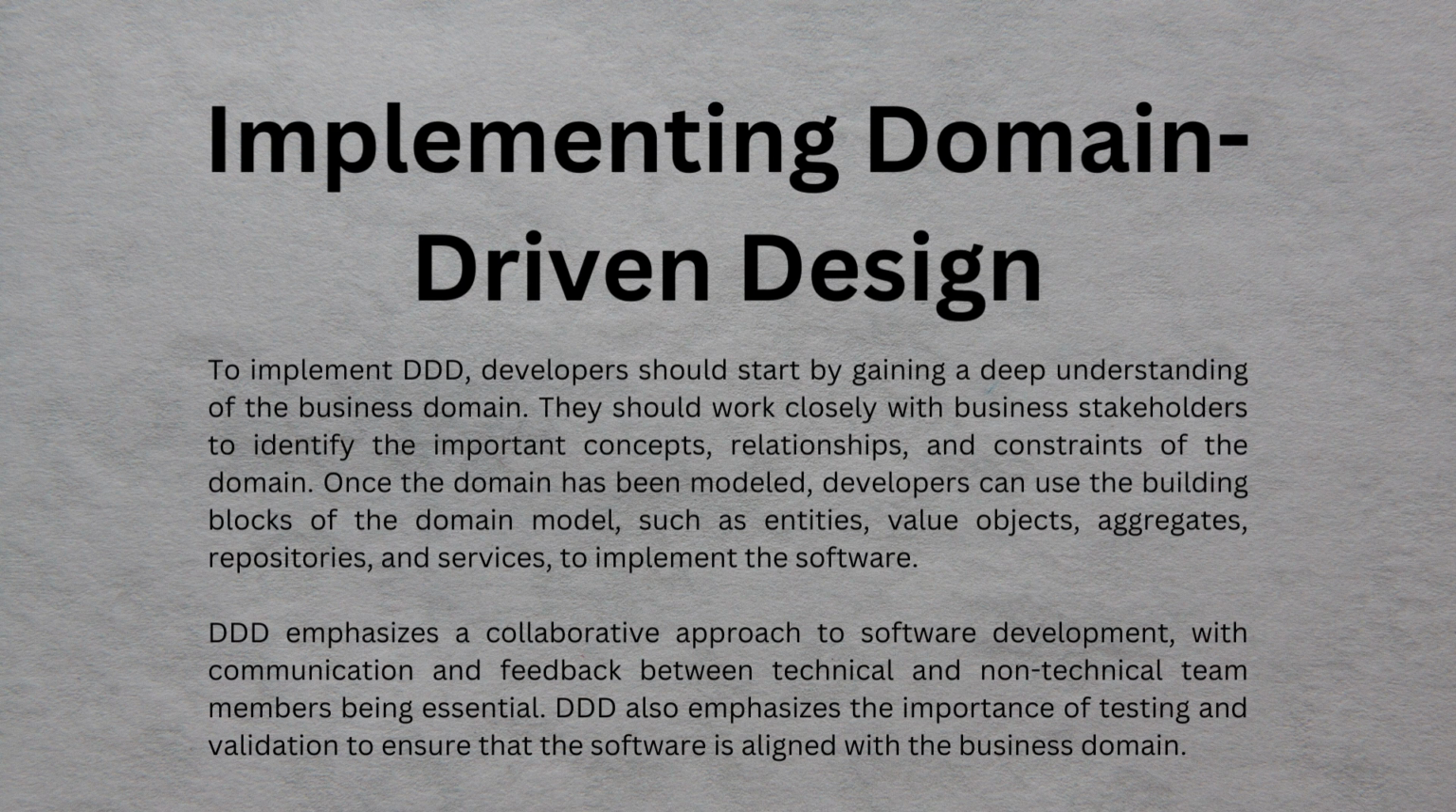Implementing domain-driven design. To implement DDD, developers should start by gaining a deep understanding of the business domain. They should work closely with business stakeholders to identify the important concepts, relationships, and constraints of the domain. Once the domain has been modeled, developers can use the building blocks of the domain model, such as entities, value objects, aggregates, repositories, and services, to implement the software.